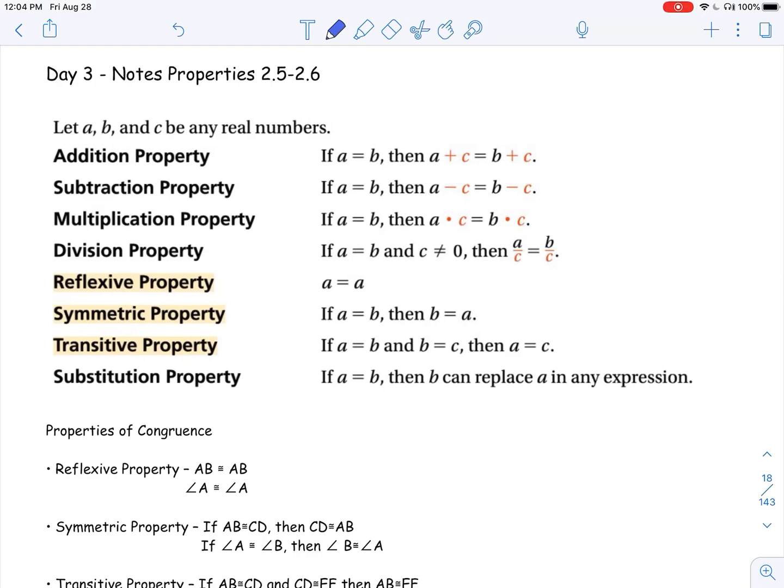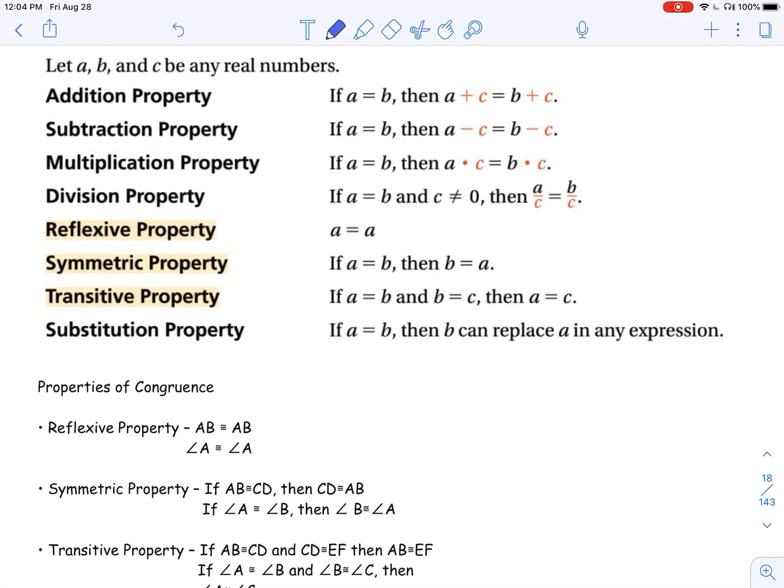Our next three are our reflexive, symmetric, and transitive properties. So for reflexive property, A is equal to A. This angle is the same as itself. Okay? Notice our variable does not change. A is equal to A. Our symmetric property, if A is equal to B, then I can flip those around and B is equal to A. And for our transitive property, if A is equal to B and B is equal to C, then A is equal to C.